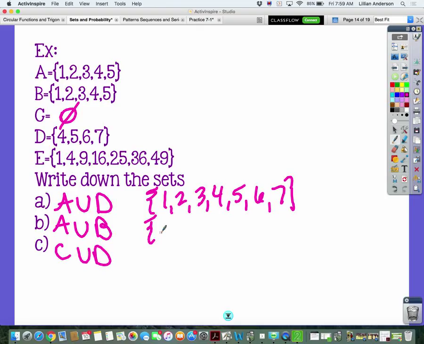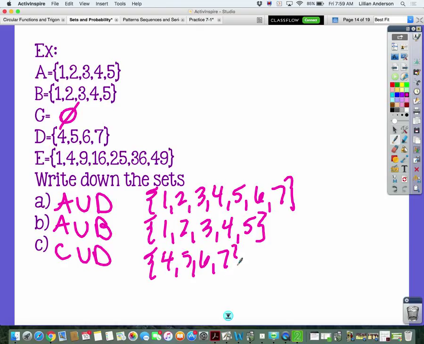What do A and B have? The union of those two, well, they are identical sets, so they have every single element in common. And then between C and D, well, C is an empty set, so it's basically all the elements that are in D that you would list out. Hopefully you guys did okay with that. And excuse my curly brackets, sometimes they're good, sometimes they're not.